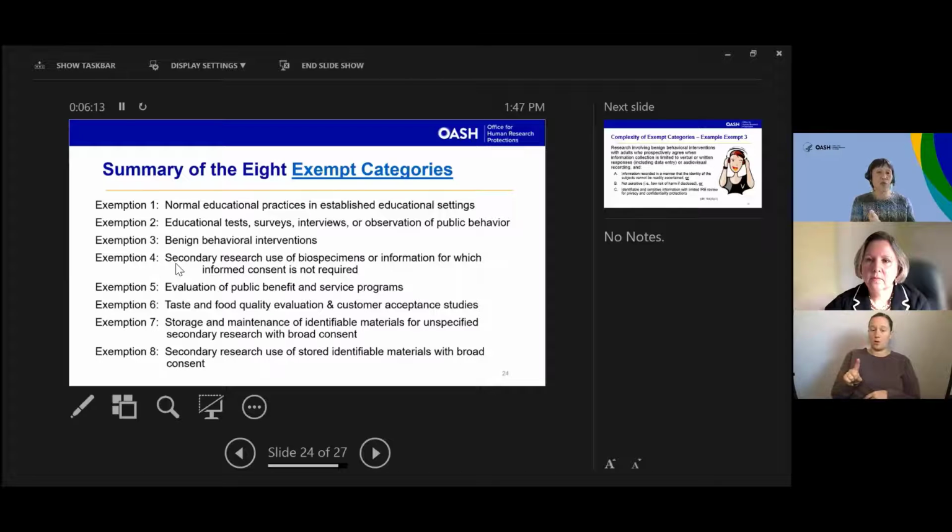You fit into exempt 4, exempt human subjects research, and exempt human subjects research does not have to follow the very strict regulatory requirements for IRB review and informed consent, all that stuff. Does it help?